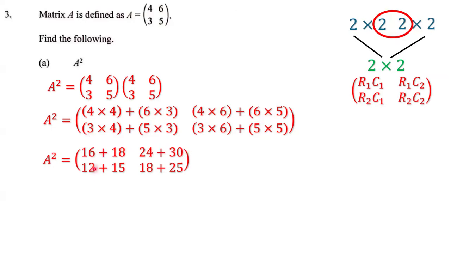Then we have 3 times 4 is 12. 5 times 3 is 15. Then we have 3 times 6 is 18. And 5 times 5 is 25.